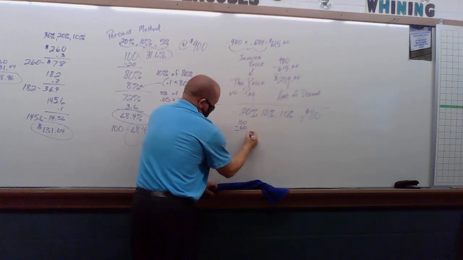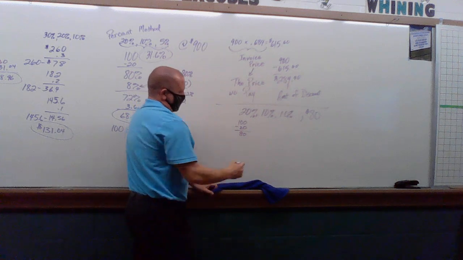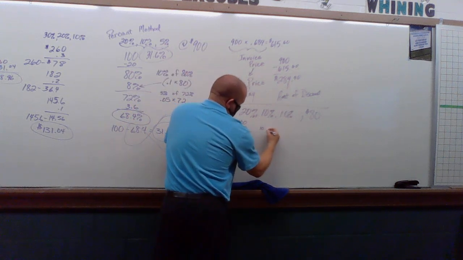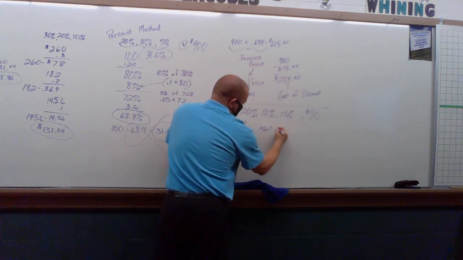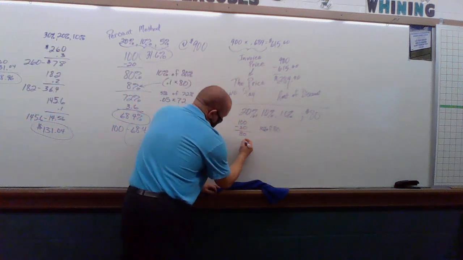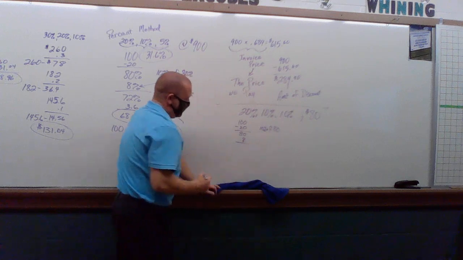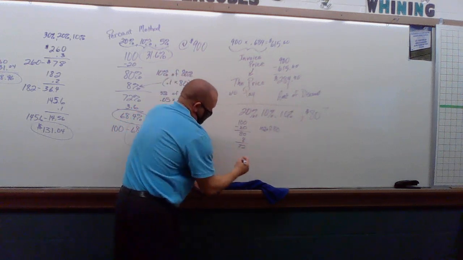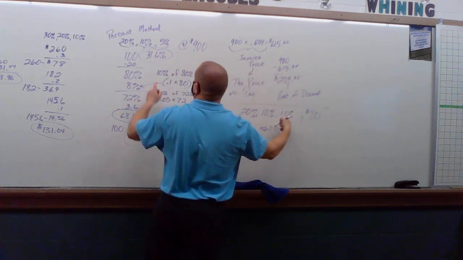100 minus 20 again, so we're still at 80. And then we're going to take 10% of 80. So we're going to have 8, and then we get 72. Now this is where it changes.